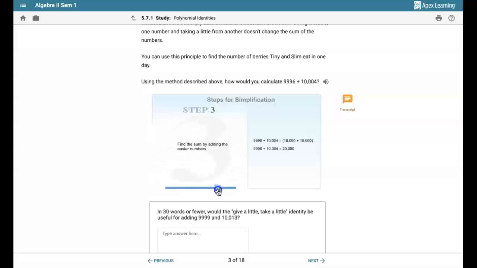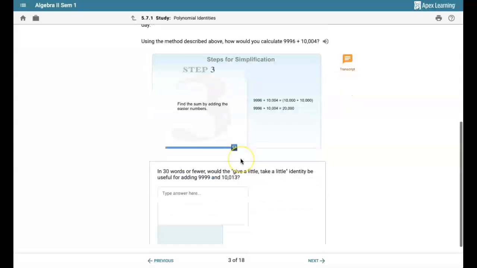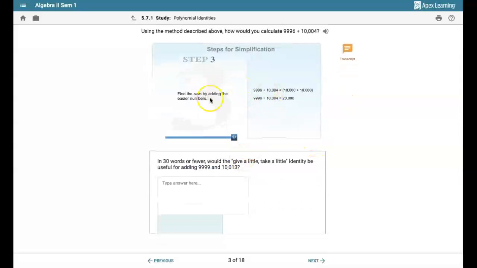Then we can add them together to find the sum. Basically, we took those 4 extra from 10,000 and added them to the 9996 value. So this is just a step to simplify addition.